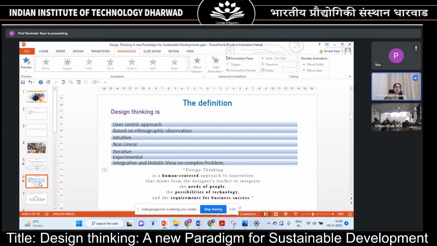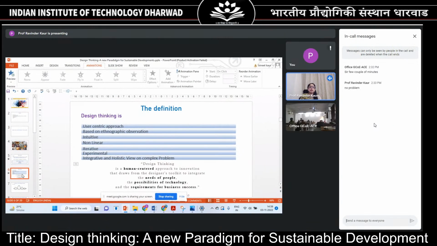It's a user centric approach, and it is based on ethnographic observation, which means until and unless I am with the group of people for whom I want to find a solution, I won't be able to give the best solution. Design thinking has to be not only analytical, but it gives you intuitive, non-linear results, and we keep on changing our methods and improving our products and processes by iterations.